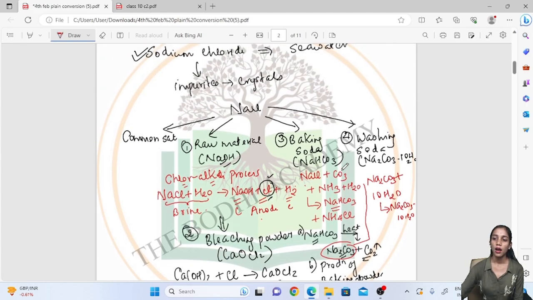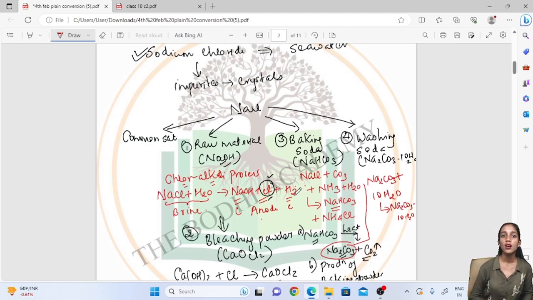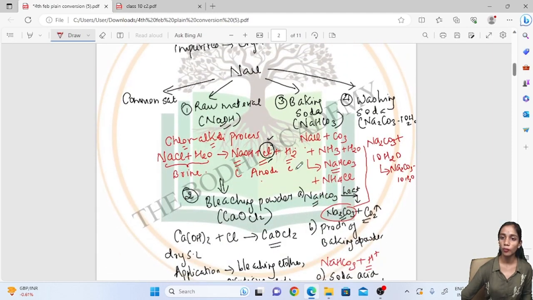Now important are the applications of washing soda. Washing soda is used as a cleansing agent, and it is also used in the manufacture of a compound called borax. So here we have learned the production of different useful substances and compounds from one raw material, that is NaCl. And this is a very important part of this chapter.